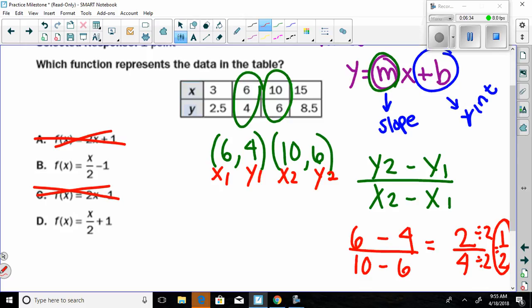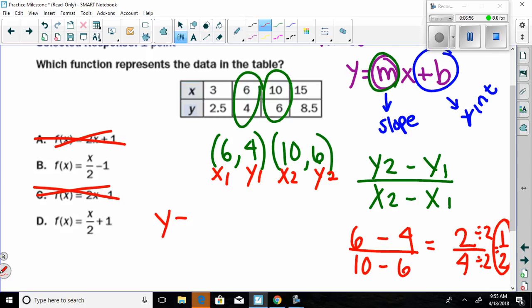Then I need to find my y-intercept. So we can either find your y-intercept by plugging in a point, or you can plug a point into both of these and figure out which one gives you the right answer. Do you want me to do the plug it in method, or do you want me to show you it by hand? I'll do both. So I'm going to start with it by hand.